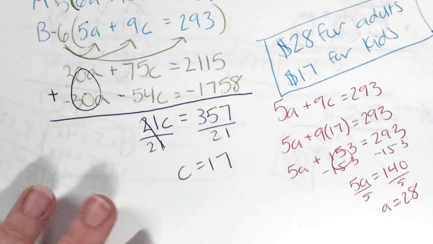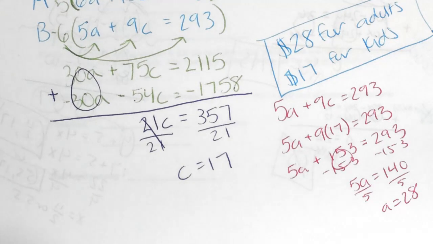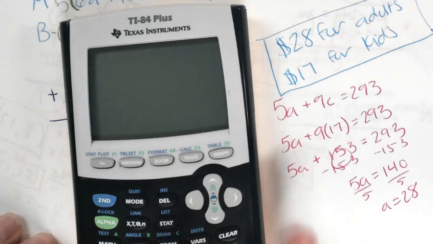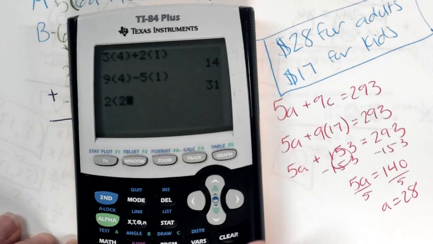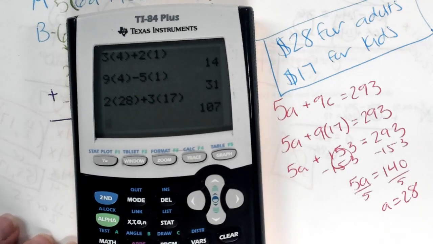Now, what if my question wasn't how much for each ticket? What if it said the Cumberledges are going and they're taking 2 adults and 3 kids? How much would they spend? Could we also figure that out? Yeah, well, we know 2 times the adult ticket plus 3 times the kid ticket, and I would spend $107. Does that make sense?